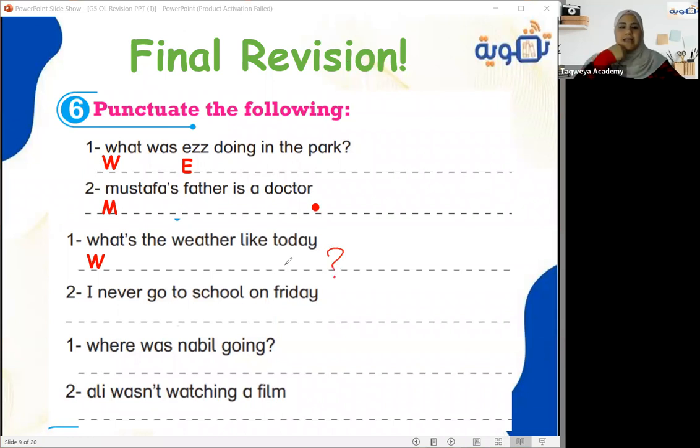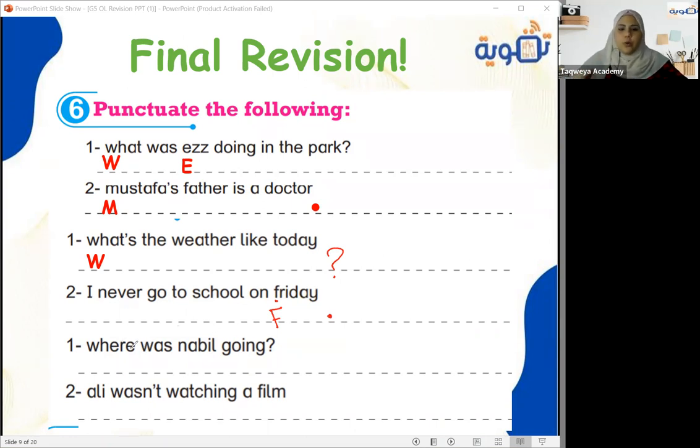Later on, I never go to school on Friday. I is already capital, so no need here. I never go to school on Friday. Friday is a proper noun because it's the name of a day of the week. And then is it a question or a sentence? It's a sentence, so you need a full stop.